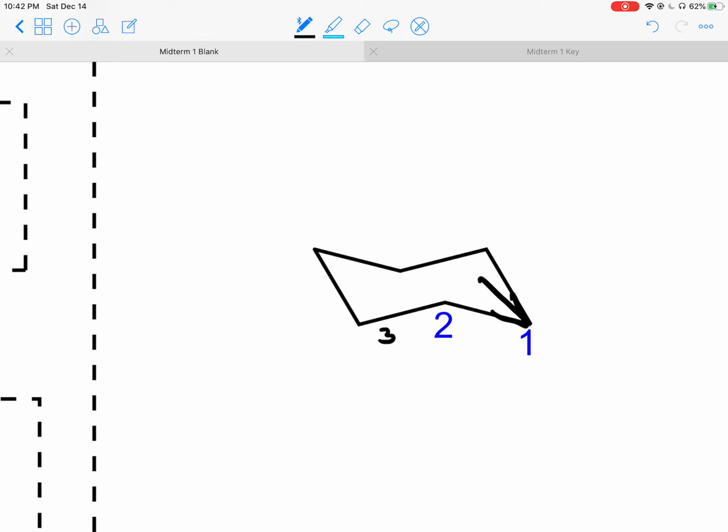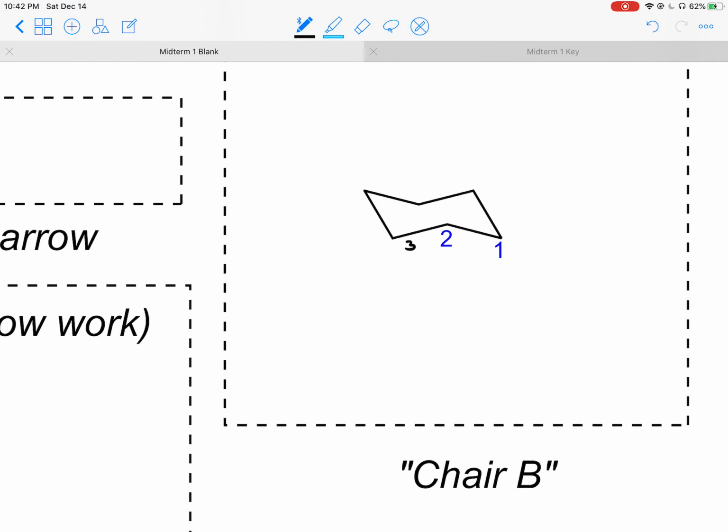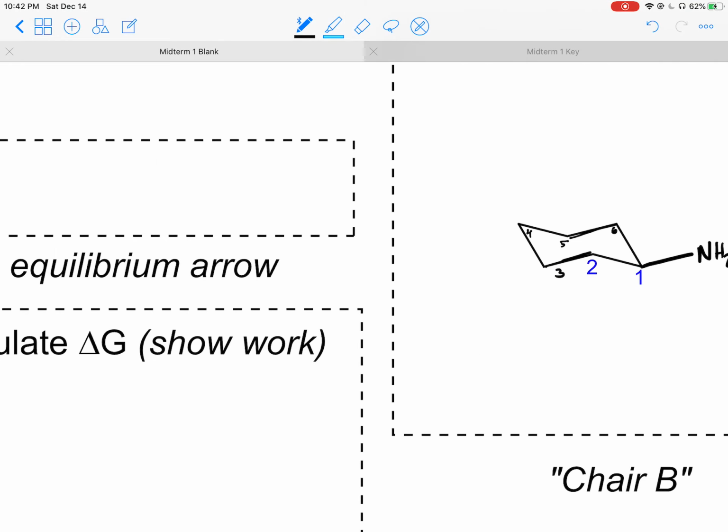Since it's a down carbon and NH2 is an up substituent, we are going to draw it up at an angle, and it's going to be parallel to the line from 2 to 3, and the line from 4, 5, the line from 5 to 6. So that's going to be the line leading to the NH2. And then number 3 was the isopropyl substituent, and it was going down, and now 3 is a down carbon, so it's going to be down here.